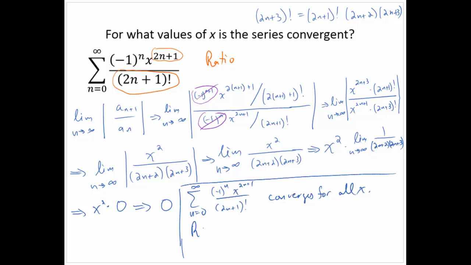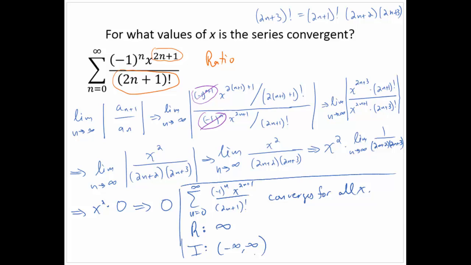And so we would say its radius of convergence is infinity, and its interval of convergence is negative infinity to infinity. And so this series will converge for all values of x. So that's a nice thing. That turns out to be a very useful thing to have happen in analysis.